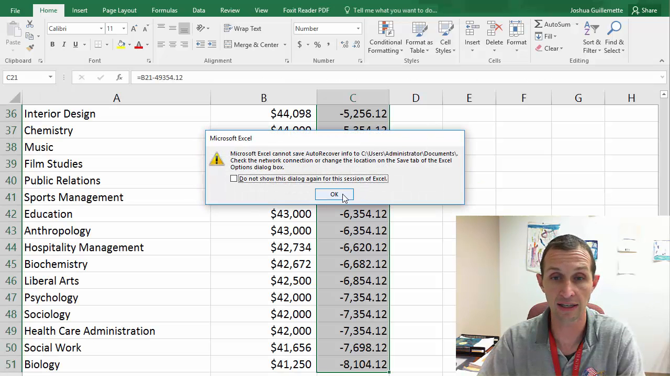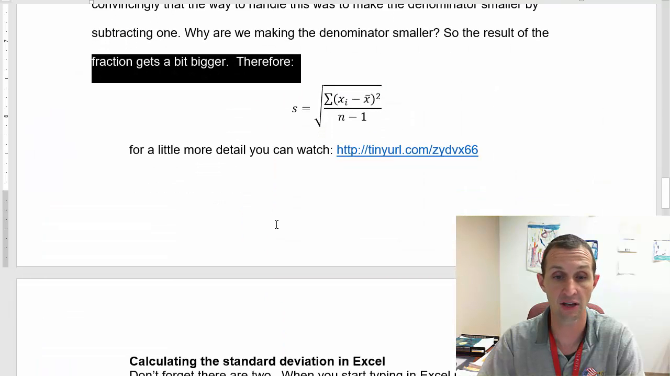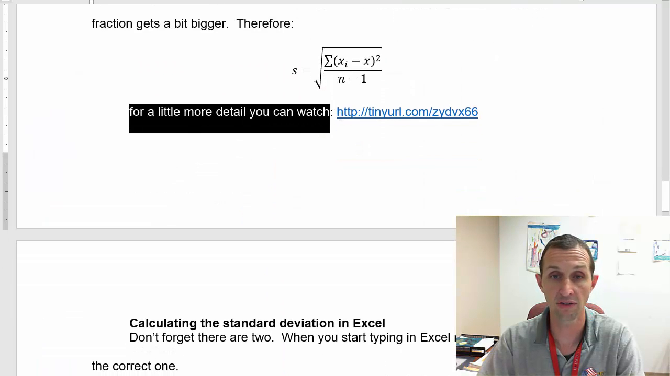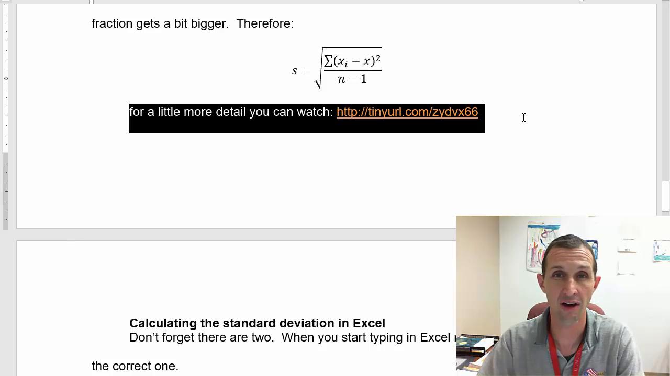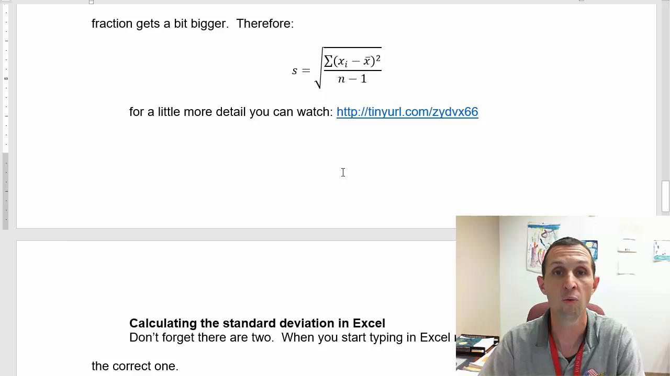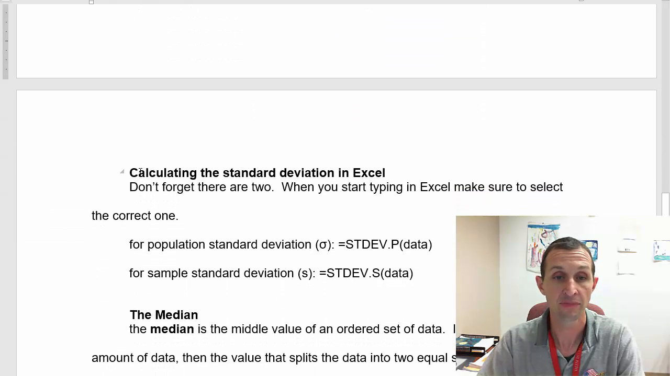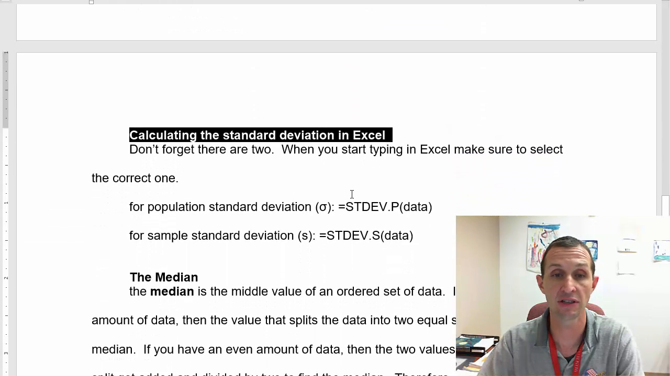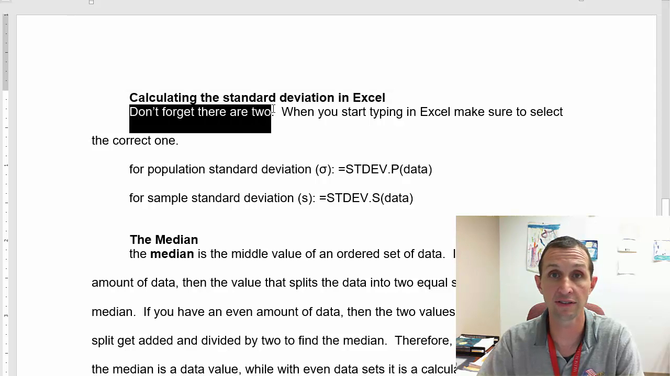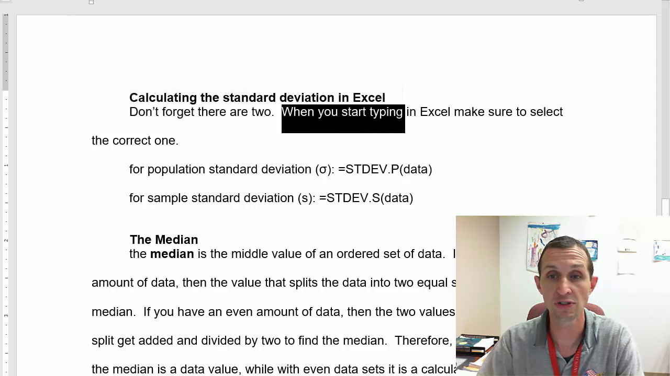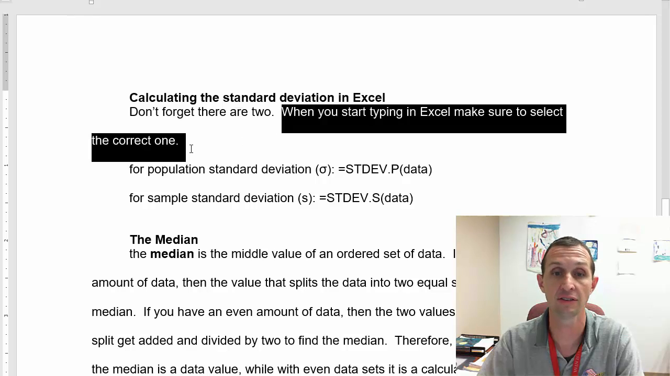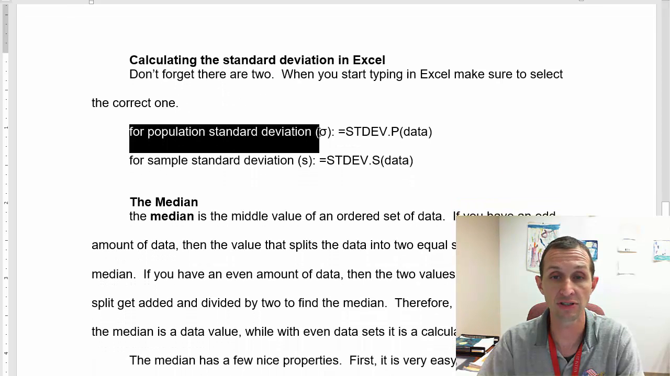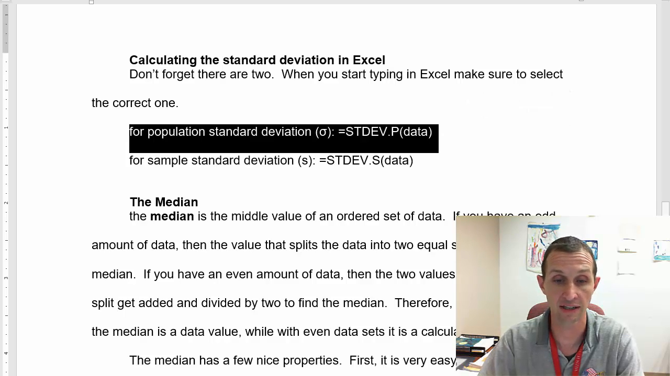So I want to show you that here in Excel, right? Oh, a little more detail you can actually watch here. This is a Khan Academy video, and it gives a really nice intuitive explanation for why we use n minus 1. Now, calculating the standard deviation in Excel, you don't want to forget that there are 2. So when you start typing in Excel, make sure to select the correct one. For the population standard deviation, for sigma, it's STDEV.P for population and then your data.